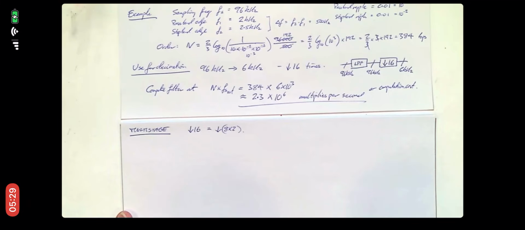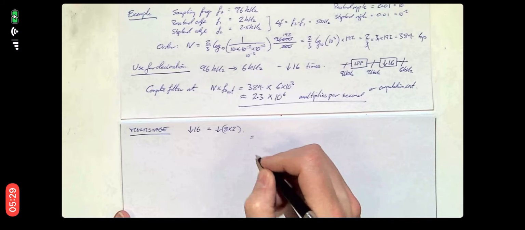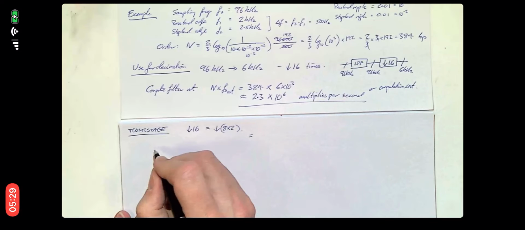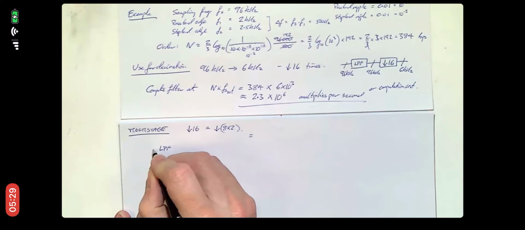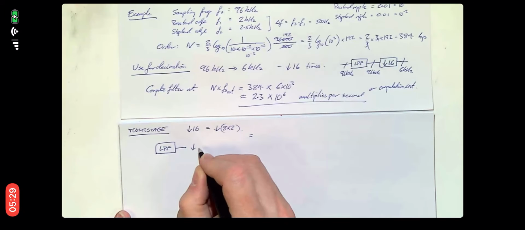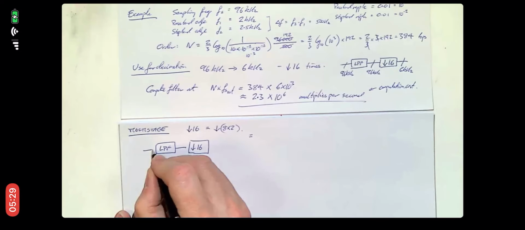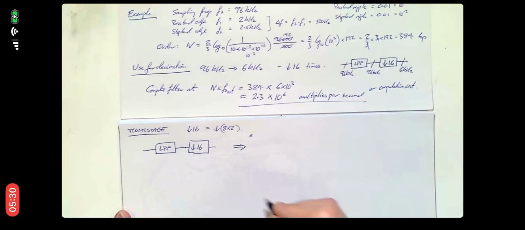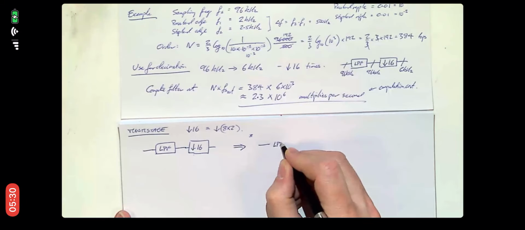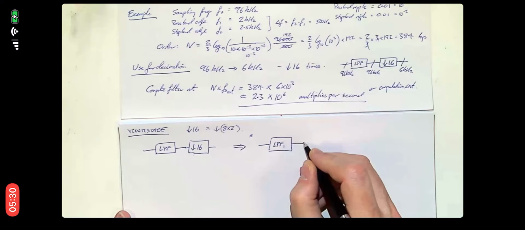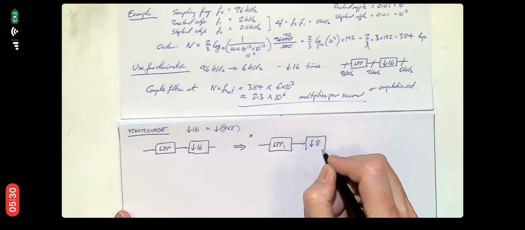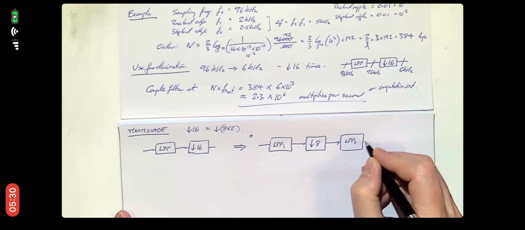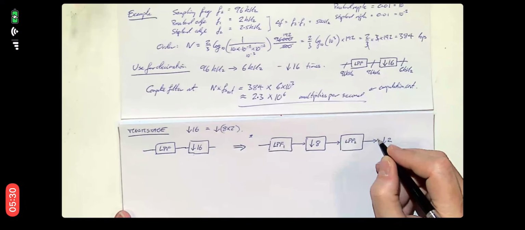So what we could do is replace this decimation by 16, instead of having a low-pass filter followed by decimation by 16, we're going to replace that by a low-pass filter 1, followed by decimation by 8, and then a low-pass filter 2, followed by a decimation by the final 2.